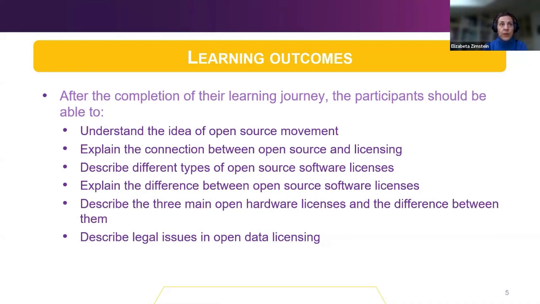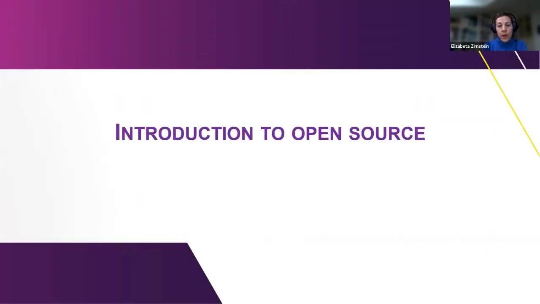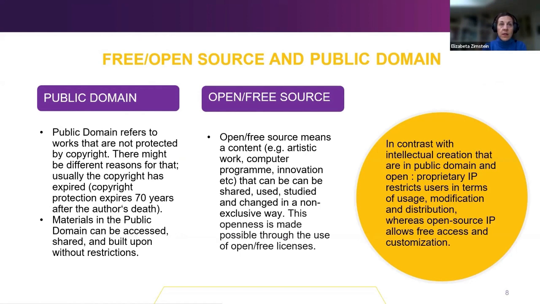Okay, so now let's briefly dwell into the basics of open source. Open source means that content like a computer program, a technical solution, or any other innovation can be shared, used, studied, and changed in a non-exclusive way. In contrast with proprietary intellectual property rights, which restrict users in terms of their usage, modification, and distribution, open source intellectual property allows free access and customization. This openness is made possible through the use of open, we can also call them free, licenses.